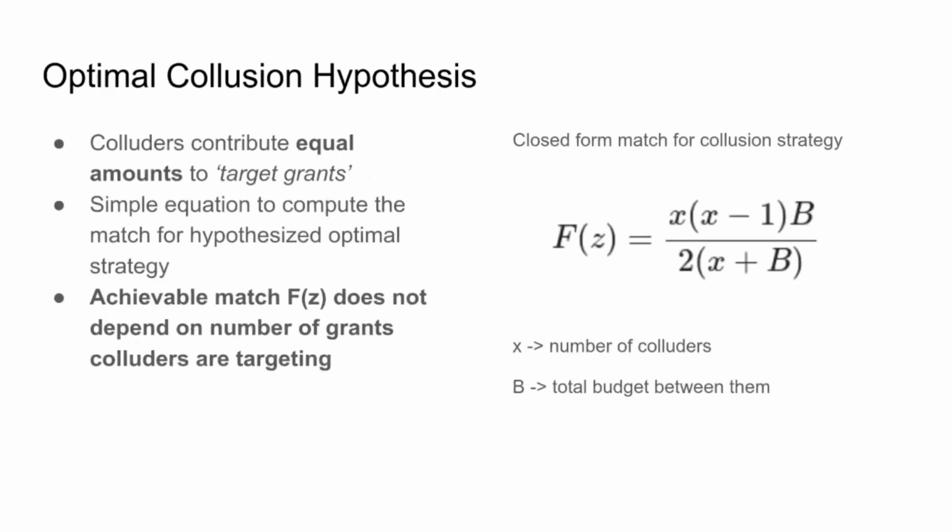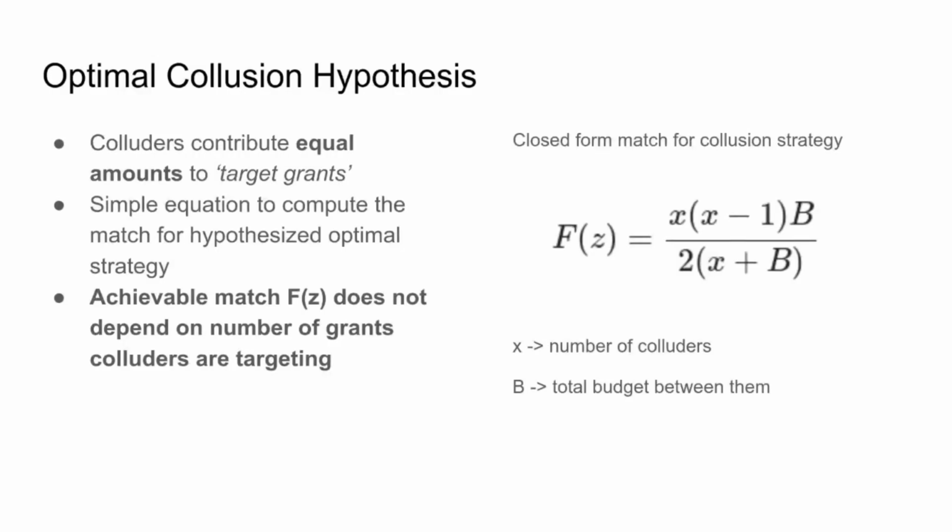So starting from right where Andrew left off, we came up with an optimal collusion hypothesis, and basically came up with a closed form solution to figure out what we think should be the maximum amount of match that malicious users could get out of a colluded system. So colluders contribute equal amounts to target grants, and then what's the most match that they could generate. And we found some really, really interesting results.